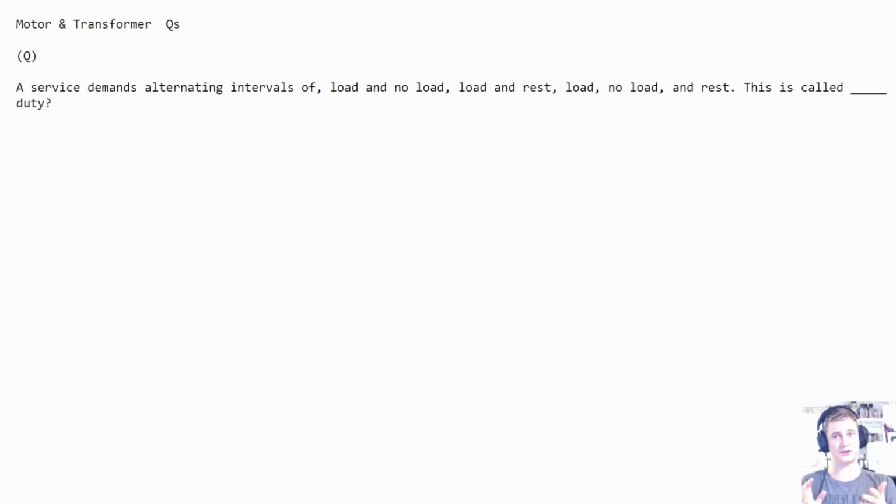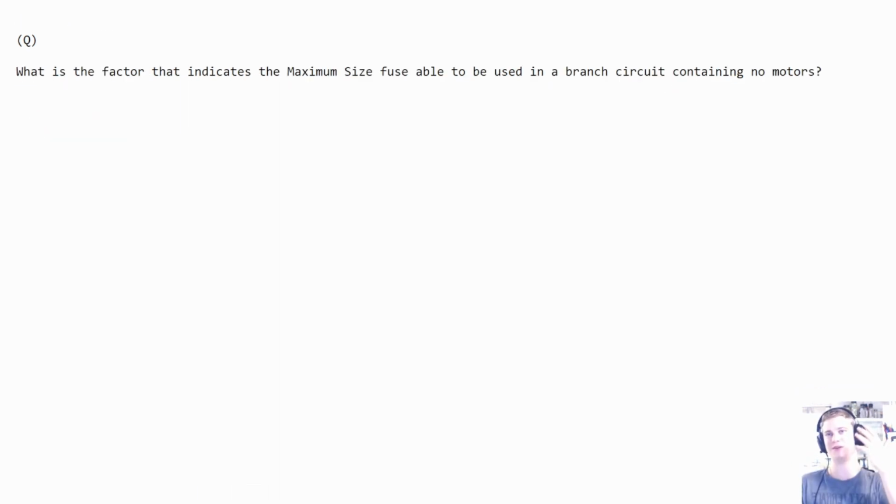Okay, so beginning on the first question, a service demands alternating intervals of load and no load, load and rest, load, no load, and rest. This is called what duty? And this would be known as intermittent duty. Okay, the next question, what is the factor that indicates the maximum size fuse able to be used in a branch circuit containing no motors? And that indicating factor would be the load.